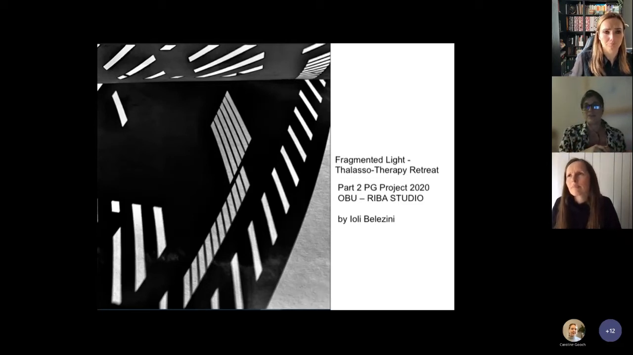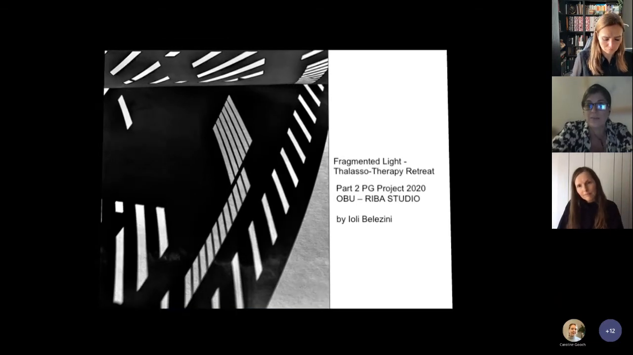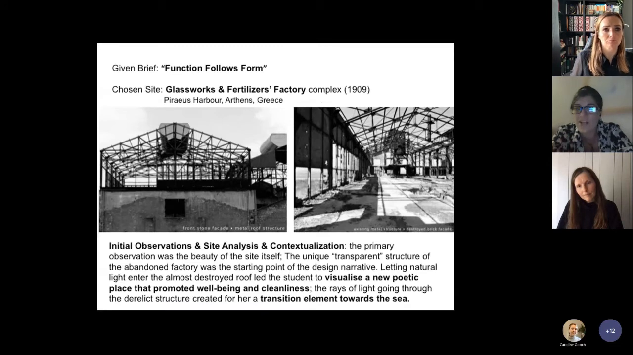And I think Ioli's with us, so hopefully she can comment on this after Sarah's finished her bit of the presentation. The body of work was actually enormous, and the student did really well. I think she was nominated by OBU for a RIBA President's Medal. But I've just made a very small selection of some images here, just to kind of go through the various stages of the observation. And this is the building that she chose.